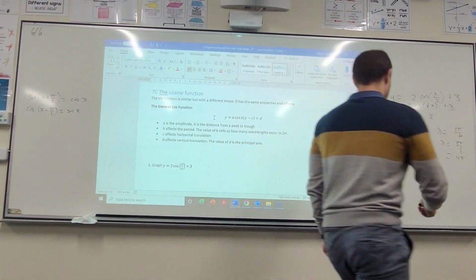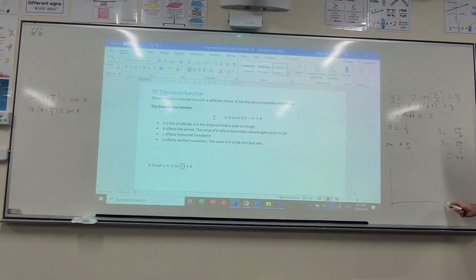So if I'm going to graph this, all right, here's my x-axis, here's my y-axis, and we're going to start with the principal axis, which is a vertical translation of 3. So 1, 2, 3, 4, 5. All right, and I might put numbers there, 2, 3, 4, 5. So this is the principal axis, right? This is the line about which the graph propagates itself. All right, and we have an amplitude of 2.